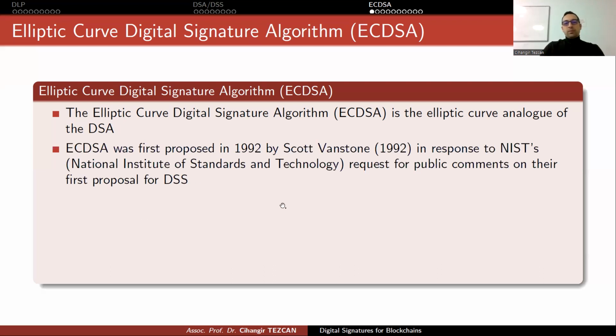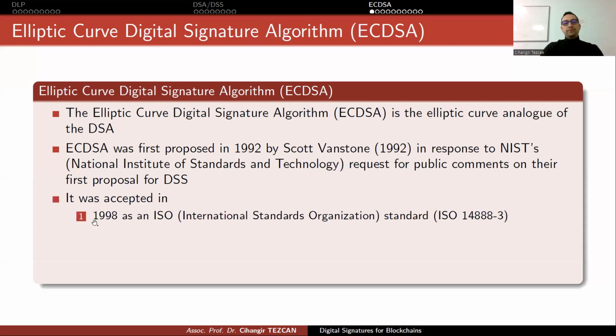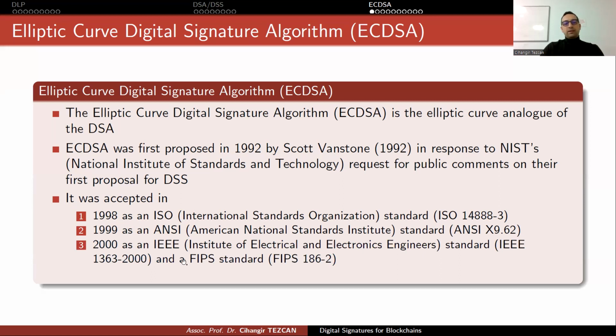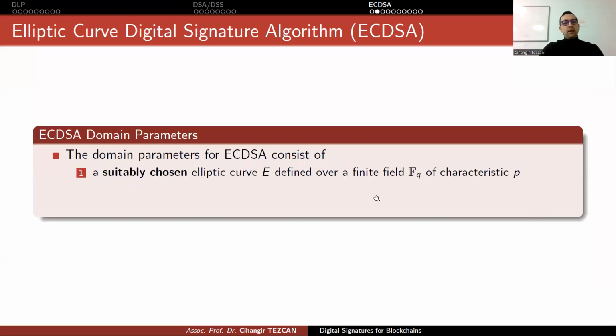This was first proposed in 1992 by Scott Vanstone in response to NIST's request for public comments on their first proposal for DSS, the digital signature standard. It was accepted in 1998 as an ISO standard, and Americans followed one year later. In 2000, it became an IEEE standard. In the last two decades, it was included in almost every standard related to signatures. So this is the most used signature algorithm so far.